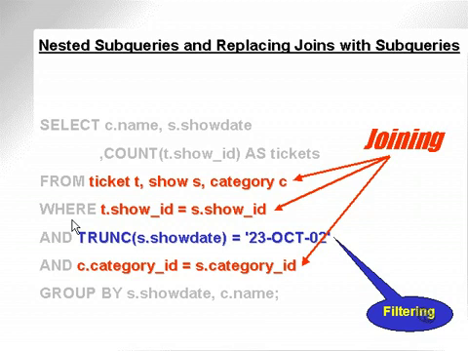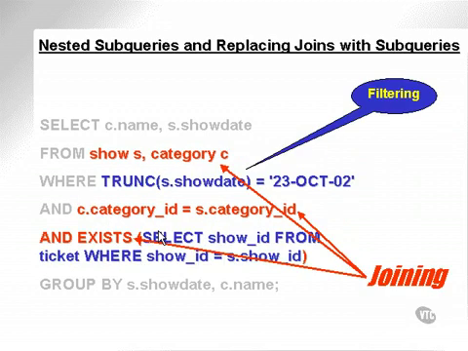First of all, the filtering should be applied first on the first line of the where clause. What we would need to do is to filter out the shows we don't want. So we find all the shows that are on this date and we apply that first. After that, we would actually apply the join between the ticket and the show table. So these two lines would be the other way around, as shown here.